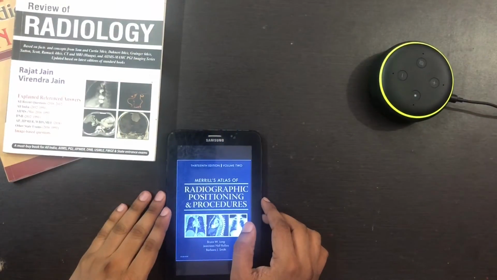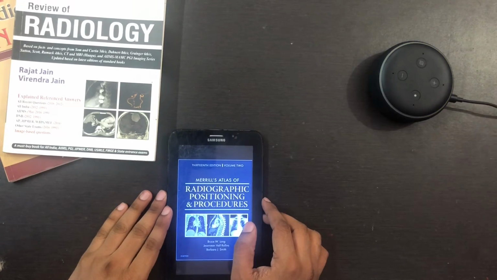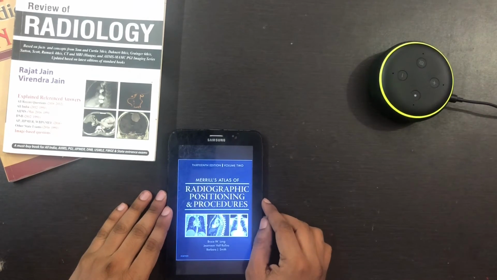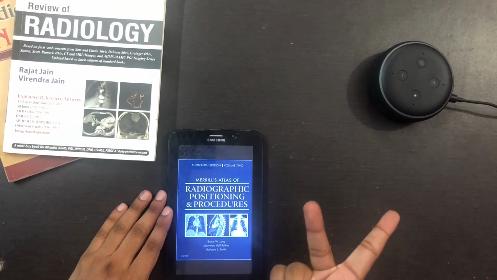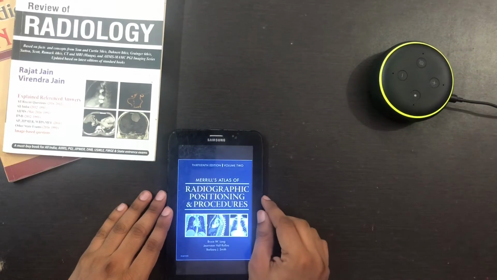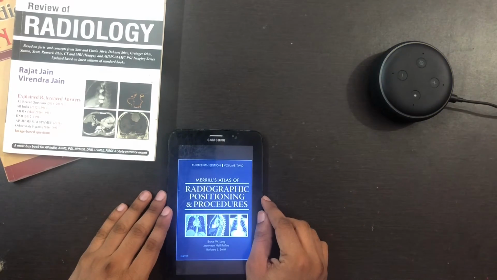Let's talk about the last book. The name of the book is Merrill's Atlas of Radiographic Positioning and Procedures. If you want to learn about anatomy, position, procedure and clinical aspects from one book, then I will recommend this book.